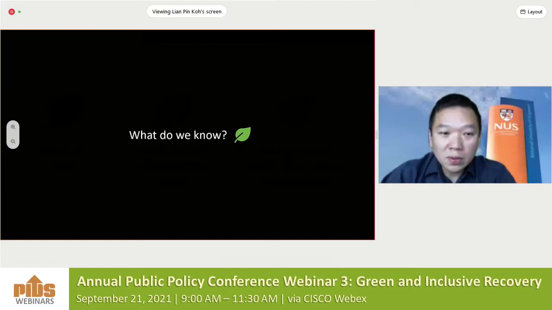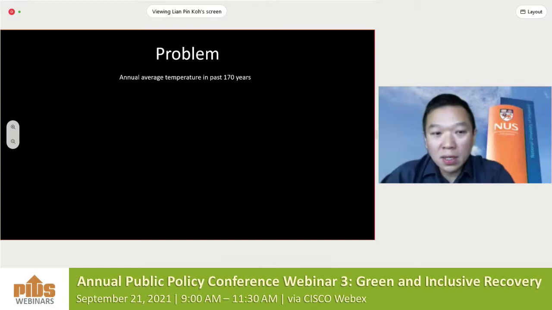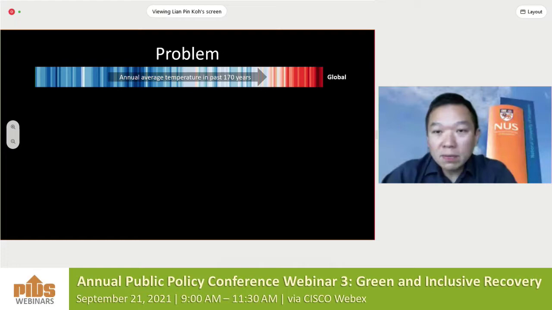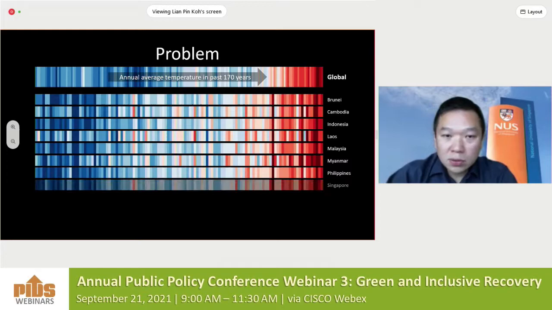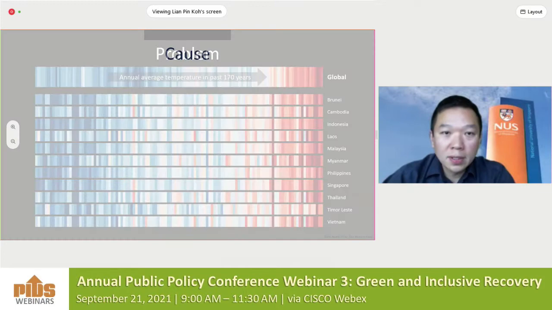So what do we know? I think we know the problem quite well. If we take the annual average temperature of our planet over the past 170 years, color-code them on a temperature scale of blue to red, indicating cooler to warmer temperatures, this is what we would see. If we look at the data for individual countries in our region, we see a very similar trend. So today, it is not controversial anymore that our climate has been getting increasingly warmer at local, regional, and global levels. I think we also know the cause of the problem quite well.